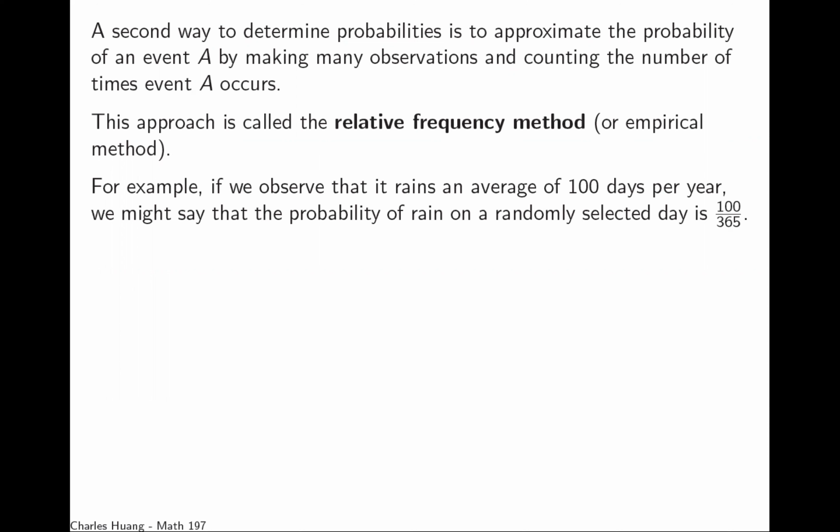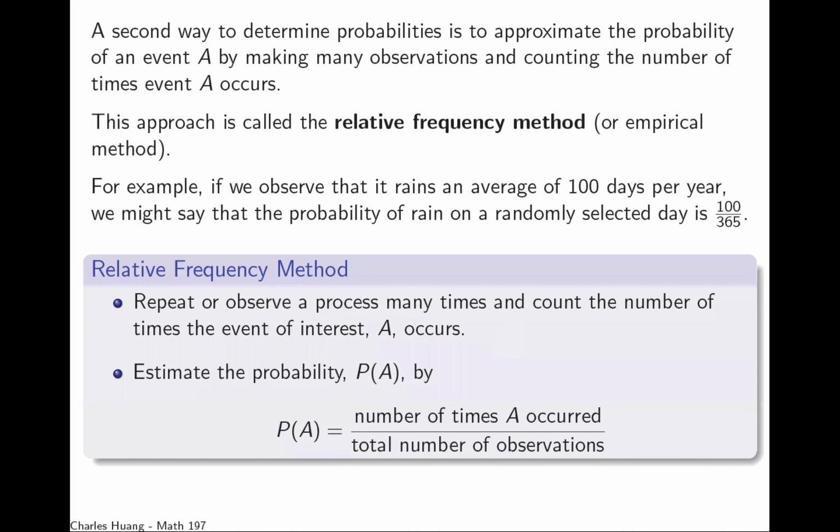if we see that it rains 100 days in a year of 365 days, we can say that the probability of raining is 100 over 365, right? Assuming that the weather is random, of course. So this is what we would say in our definition. It's just how many times we see the event divided by the total number of observations.